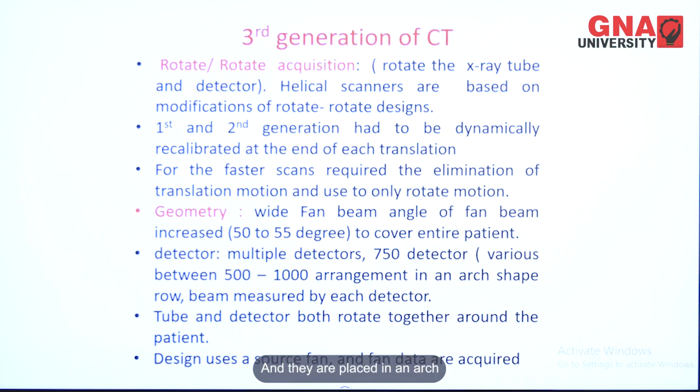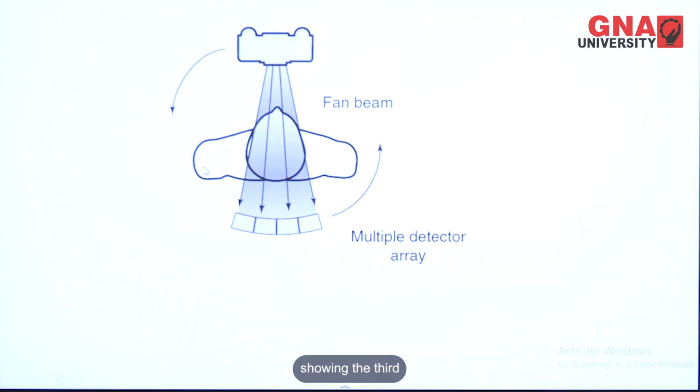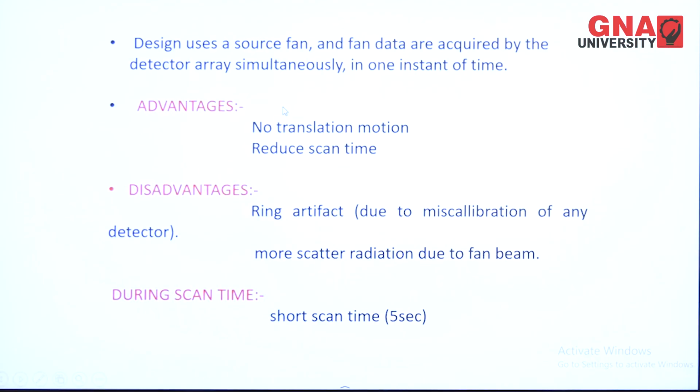And they are placed in an arch shape around the patient. Tube and detector both rotate together around the patient, and that's how we acquire the image. So this is a diagram showing the third generation geometry that's known as rotate geometry. Now, what were the advantages of the third generation? One of the advantages was no translation motion was required, and this significantly reduced the scan time.